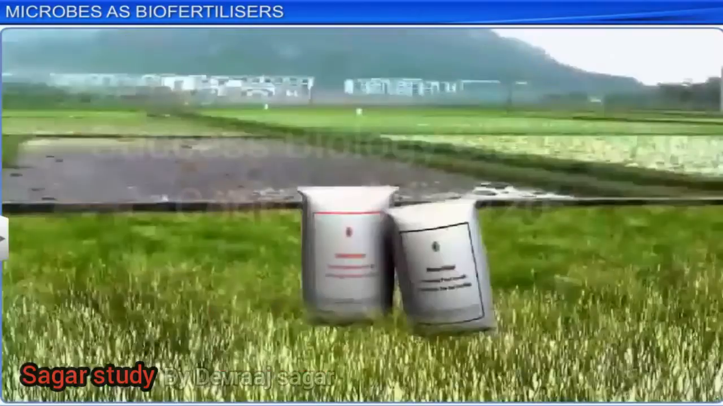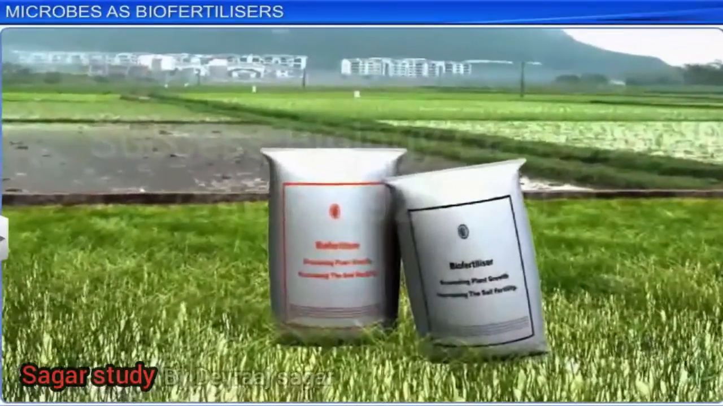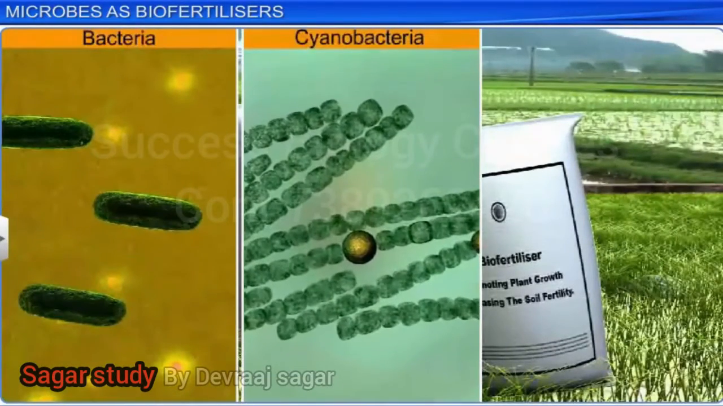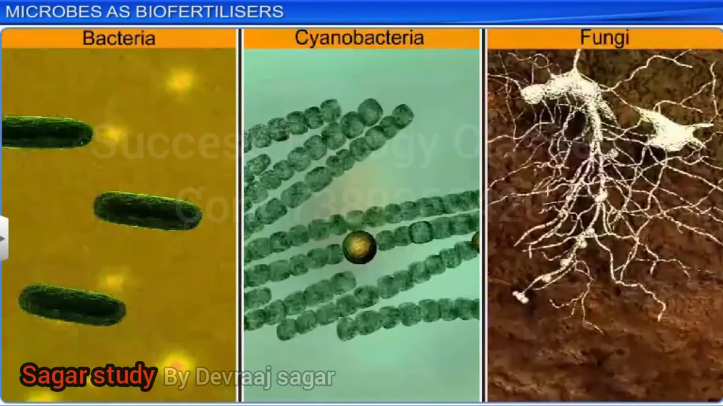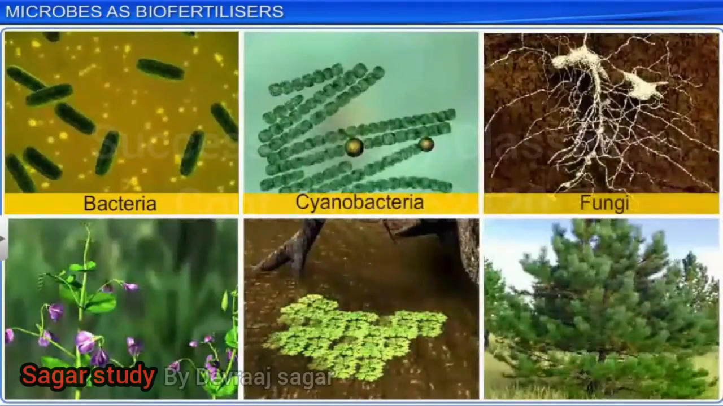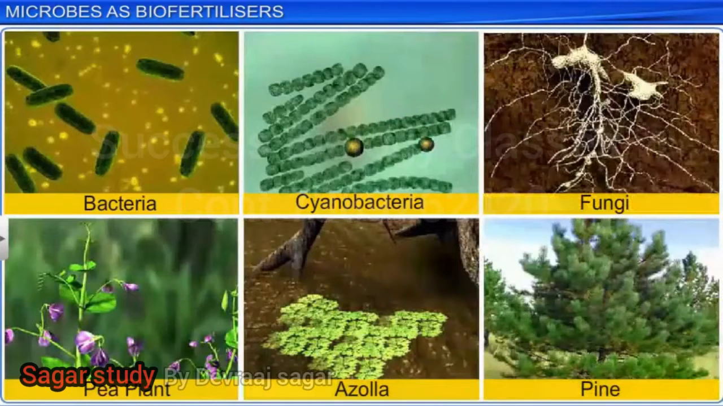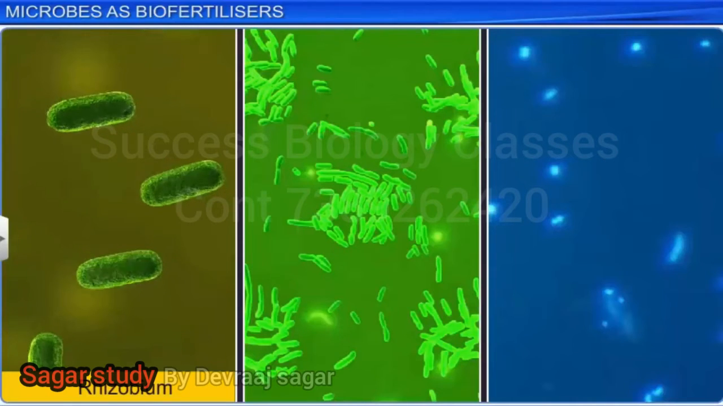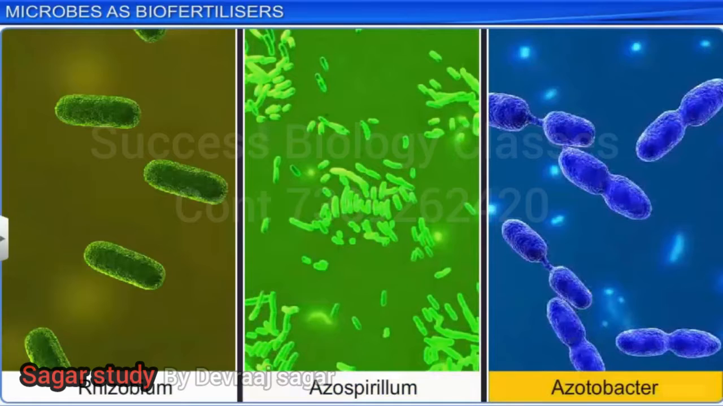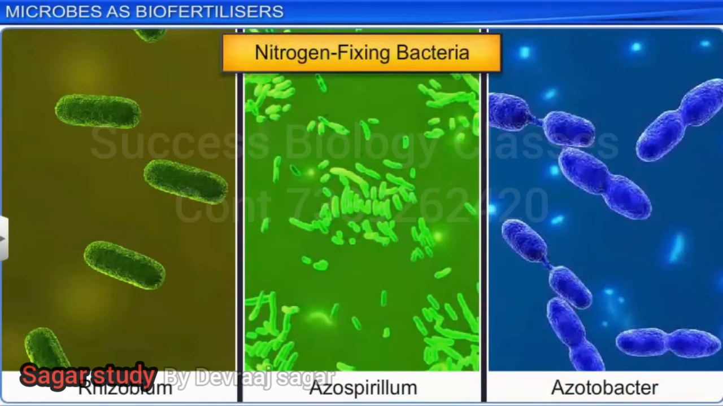Biofertilizers are substances containing living organisms such as bacteria, cyanobacteria, and fungi that promote plant growth naturally by increasing soil fertility. Moreover, they sometimes form symbiotic associations with plants and aid in inorganic nutrient uptake by the plants. Rhizobium, Azospirillum, and Azotobacter are the most commonly used nitrogen-fixing bacteria in biofertilizers.